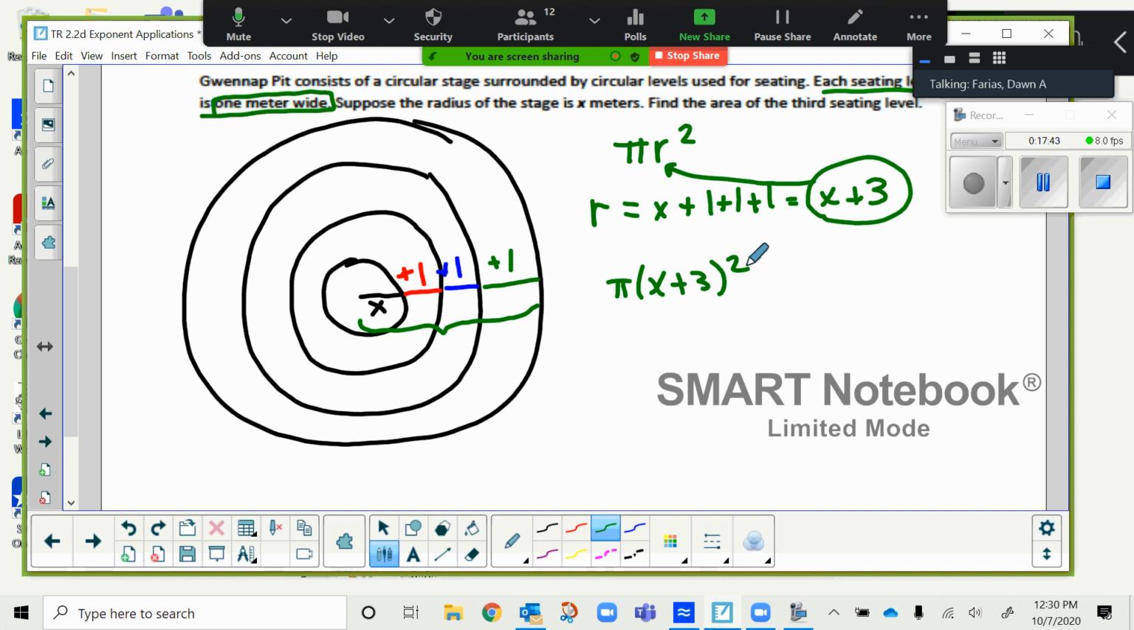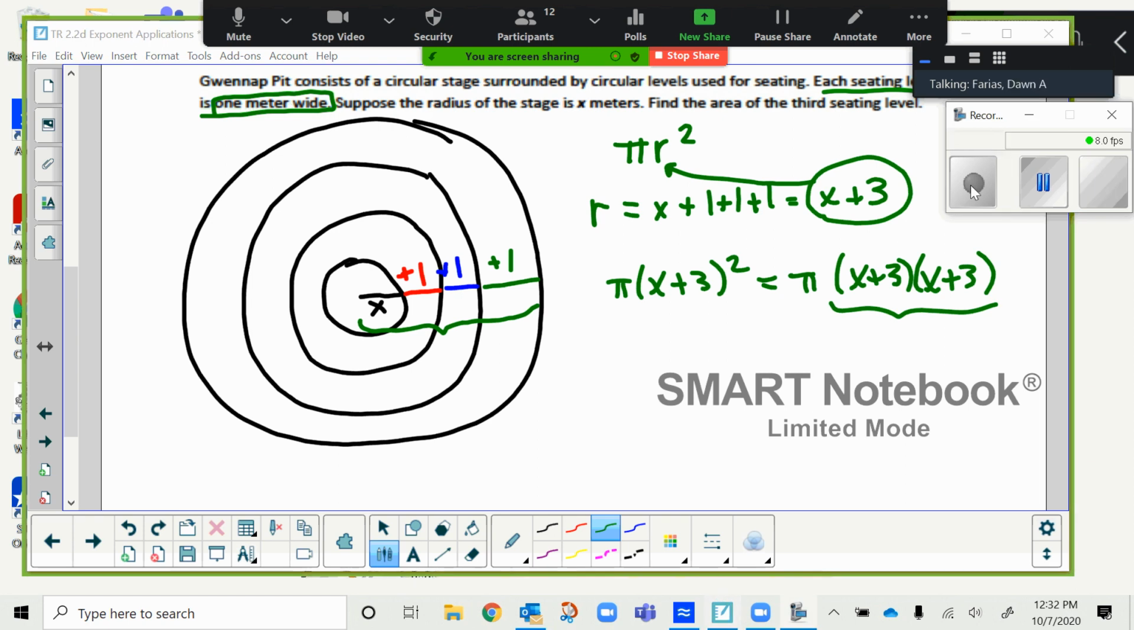But we need to FOIL that out. So what I would like for you to do for a moment, let's do that. So FOIL this out. This really means pi times x plus 3 times x plus 3. So take a minute and FOIL this, and just put done in the chat when you're done, please. Keep foiling. I'm going to show the work up here so people who are done can see. But in case you're still working, I won't talk about it, so you can still think.